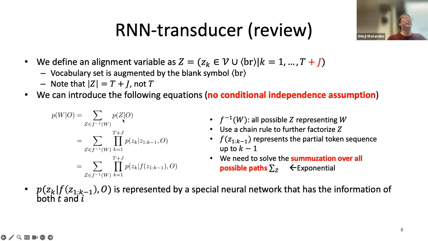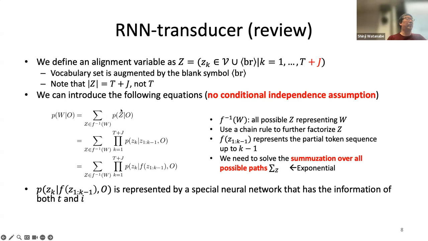So especially in terms of the length of Z, which part is different in the RNN transducer versus CTC? Yes, T plus J, right? In the CTC case, it was T. But now T plus J is the length of the alignment variable that we have to solve. By the way, similar to the CTC, we also introduce the blank symbol, or some other people call it differently. But in this lecture, we call this additional symbol the blank, similar to the name in the CTC.